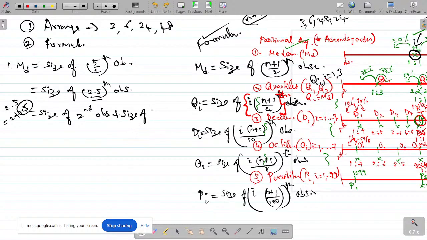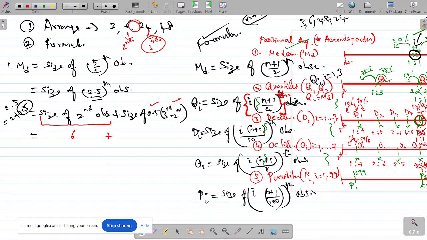Size of 0.5 of third minus second observation. Tell me the value. What is the size of second observation? Even though you didn't understand till here, I'll repeat it. This is the second observation. This is the third observation. Where will my 2.5 lie? Somewhere in between over here. That's why we are arranging in order. So the size of second observation is 6 plus size of 0.5 of third minus second.